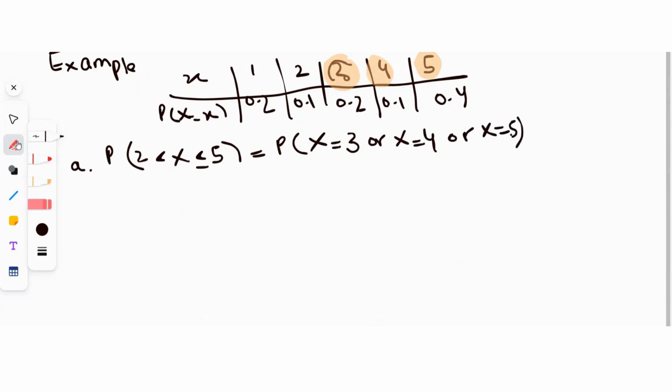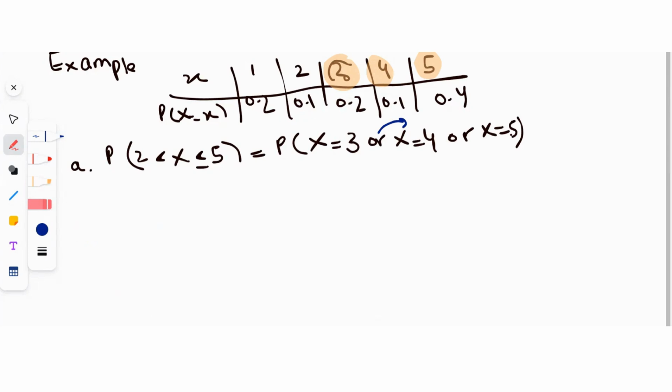Although we can simply find this probability by summing up the PMF for those values of x, let's understand the logic behind it. X is greater than 2, less than or equal to 5 means x is 3, 4, or 5. So I can just sum up the PMF over these values: probability x is 3 plus probability x is 4 plus probability x is 5. But let's try to understand the logic.